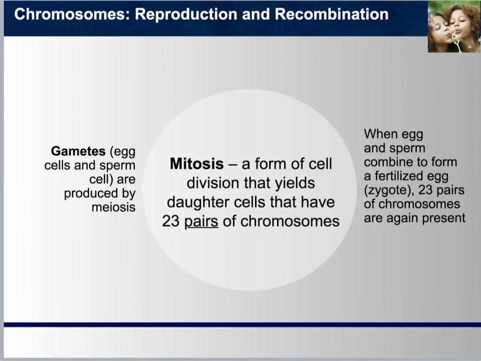Although mitosis and meiosis sound alike, please note that meiosis produces gametes, which are cells that end up with just 23 chromosomes, whereas mitosis is a form of cell division that yields daughter cells that have 23 pairs of chromosomes. Again, meiosis just has 23 chromosomes, whereas mitosis is the process through which all 23 pairs of chromosomes are constantly replacing what you and I lose. So mitosis is responsible for a lot of key functions in our body.